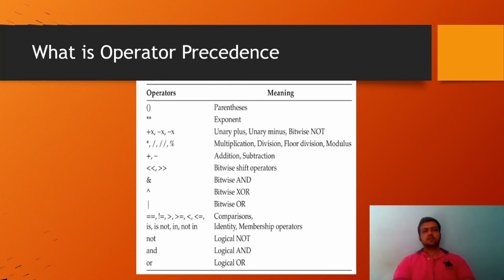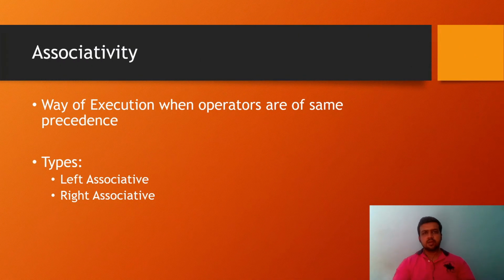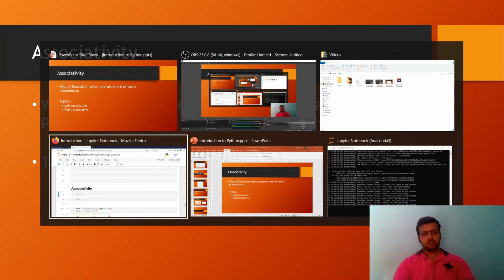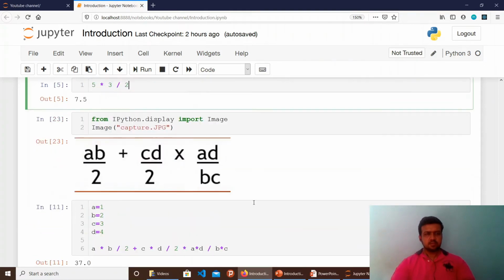Moving forward, the next big thing is associativity. It tells us how to evaluate an expression when two or more operators in it are of the same precedence level, or in which way we should evaluate the expression. We have two types of associativity: left associative and right associative. Let me show you a short example of it.